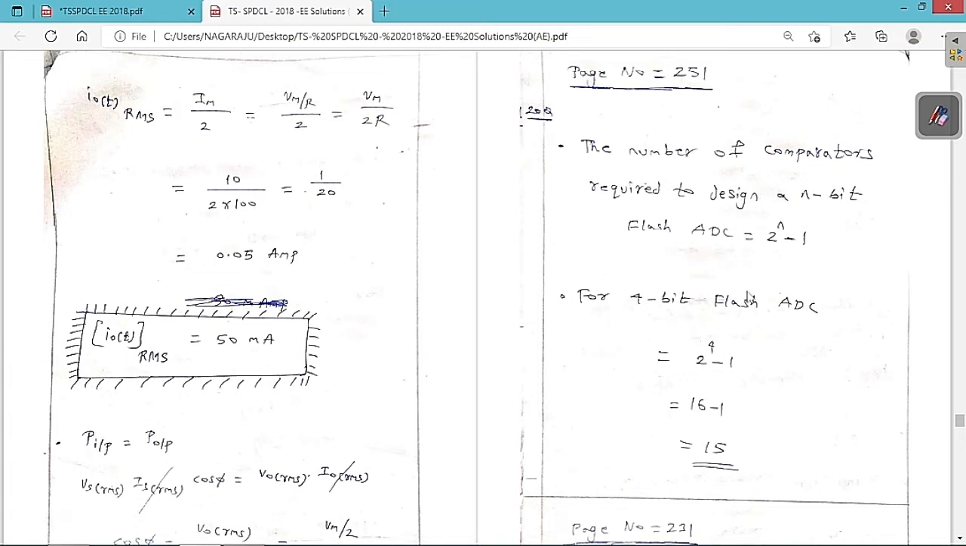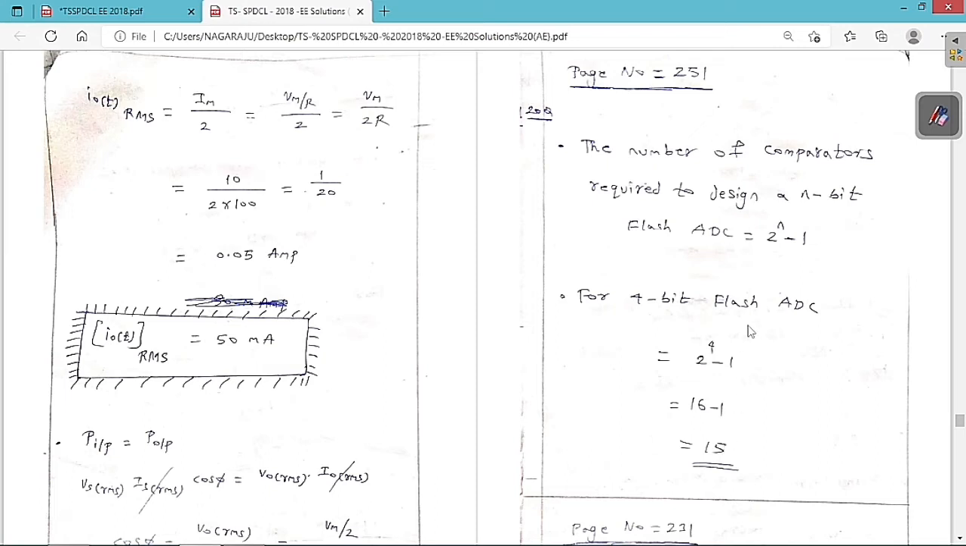For 4-bit, in place of n substitute n equal to 4, then definitely we are going to get 2 to the power of 4 minus 1. 2 to the power of 4 is 16, 16 minus 1 is 15. So 15 converters are required to design a 4-bit flash type ADC.